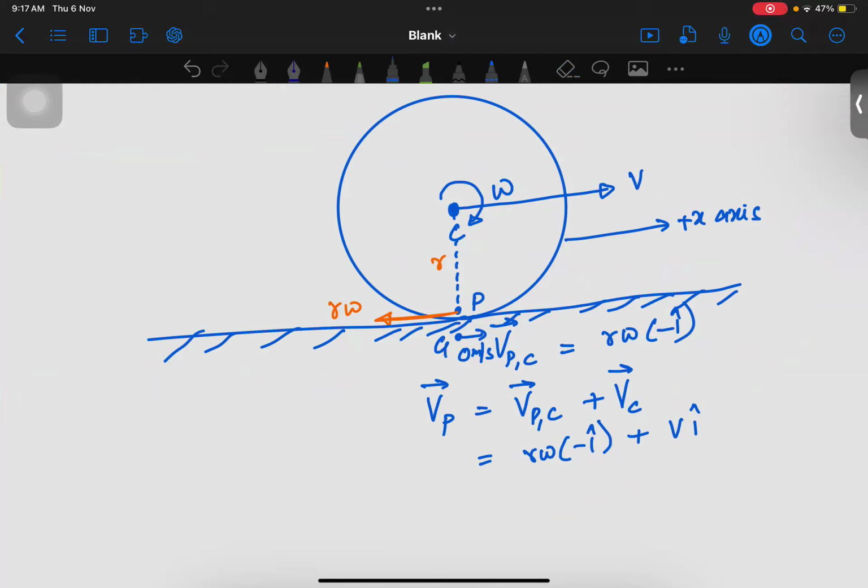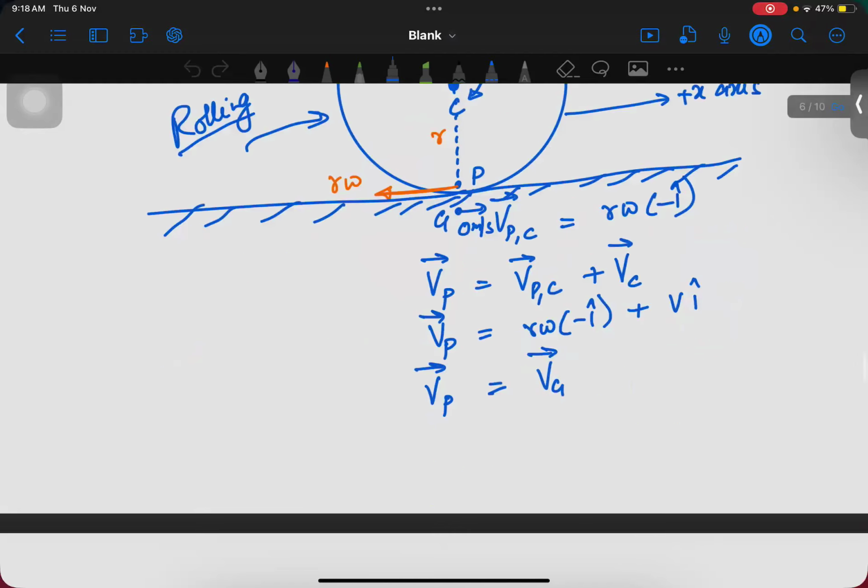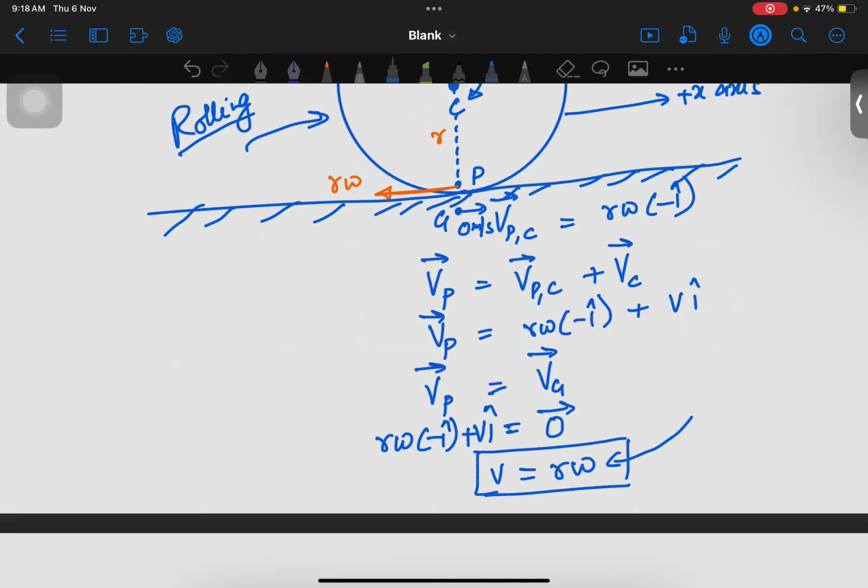And therefore the Vp must be equal to how much? For rolling motion, also known as the rolling constraint, Vp must be equal to Vg, which is nothing but equal to 0. And therefore it is r omega in minus I cap plus velocity of the center in I cap, which means what? V is nothing but equal to r omega. This is nothing but your which constraint? Rolling constraint. Okay.